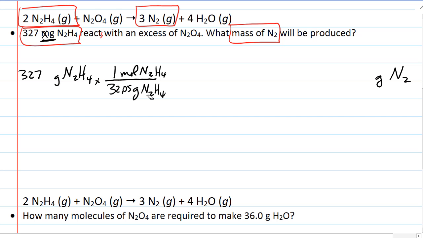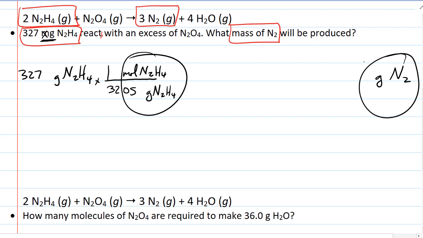And I'm trying to leave enough space here, so we'll have the 32.05. I'm going to put in grams of N2H4. I'm going to leave a little space here. This is 1 mole of N2H4. Well, now we have moles of N2H4, which isn't the same as N2, so we need to convert from one substance to another. And how do we convert from one substance to another?